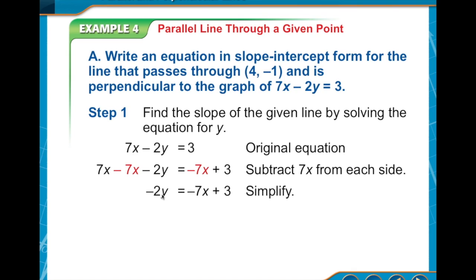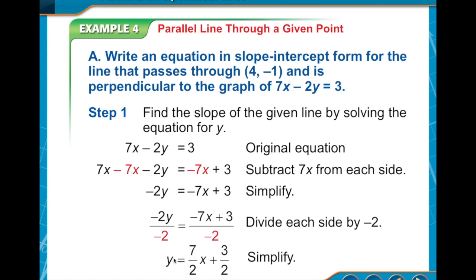Now one more thing, we need to get this negative 2 away. We don't want that. We want just 1y. So how do we do that? We divide. So y would equal, with a division to everything on the right, a positive 7/2 x plus 3/2. So this is the equation that you'll need to have down as we progress past this example.